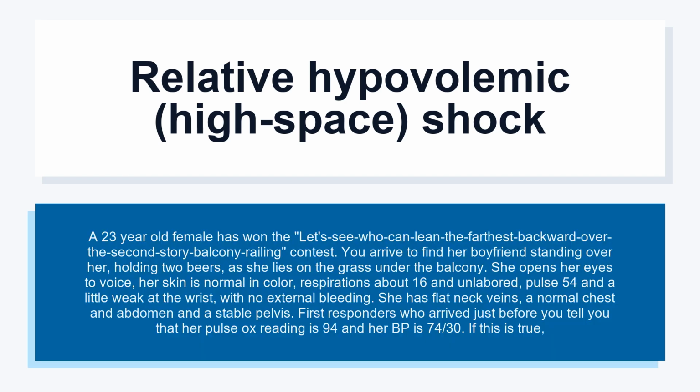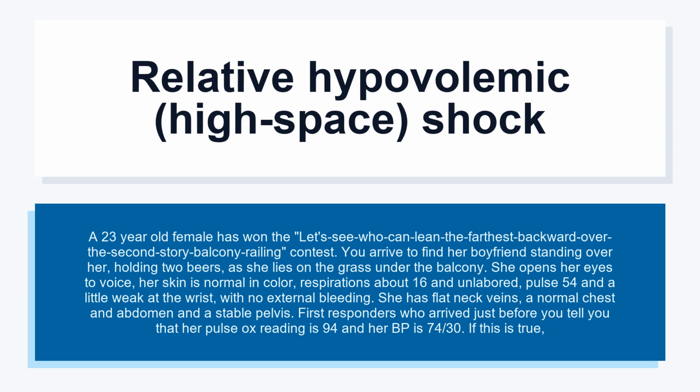A 23-year-old female has won the "Let's see who can lean the farthest backward over the second-story balcony railing" contest. You arrive to find her boyfriend standing over her, holding 2 beers, as she lies on the grass under the balcony. She opens her eyes to voice, her skin is normal in color, respirations about 16 and unlabored, pulse 54 and a little weak at the wrist, with no external bleeding. She has flat neck veins, a normal chest and abdomen and a stable pelvis.